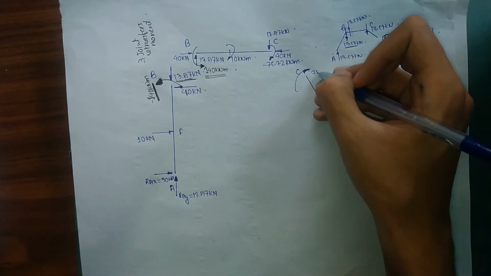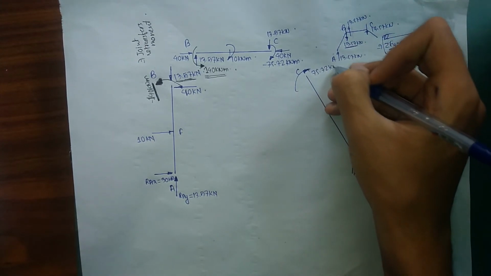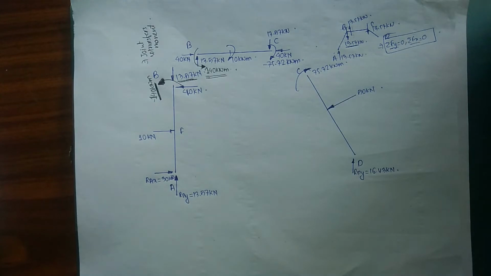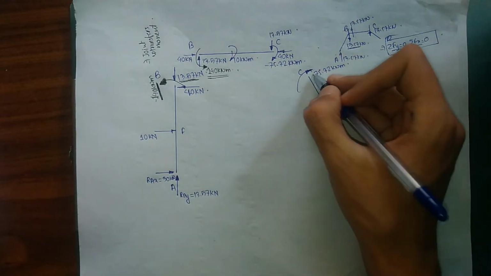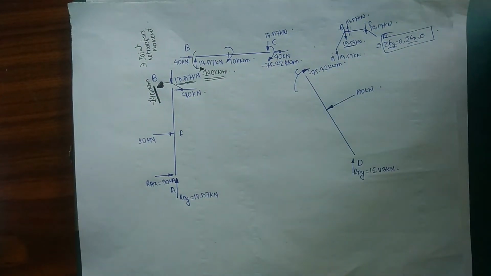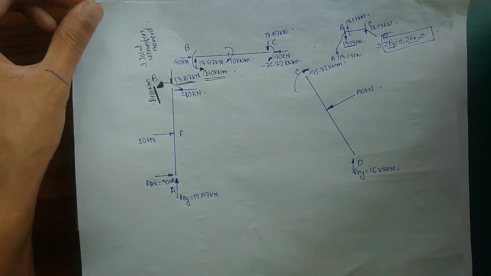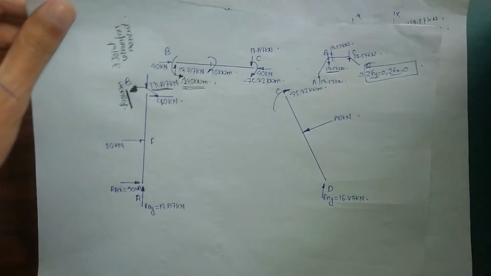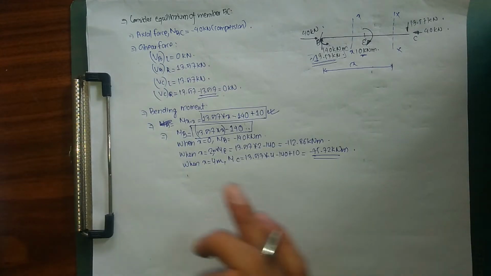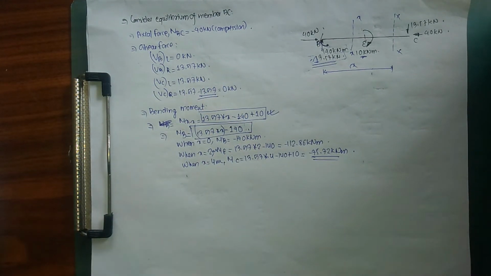So let me put my 75.72 kN per meter. So it's going to be my anti-clockwise moment of 75.72 meter transferred over here. Next, we are going to find our equilibrium for our member CD. We have completed our member BC. Now we need to go for our member CD.